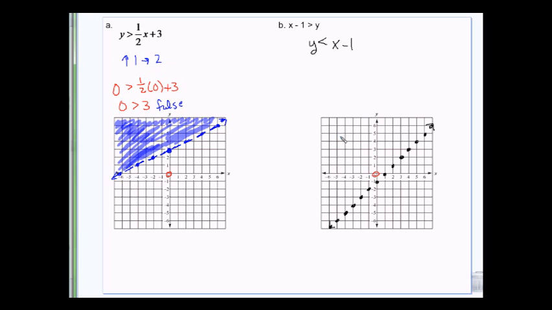But I could use like 6, 3 if I wanted to. I can use any point I want. I just can't use any point on the line. So I can use any of these points over here. I can use any of those points there, just not on the line.